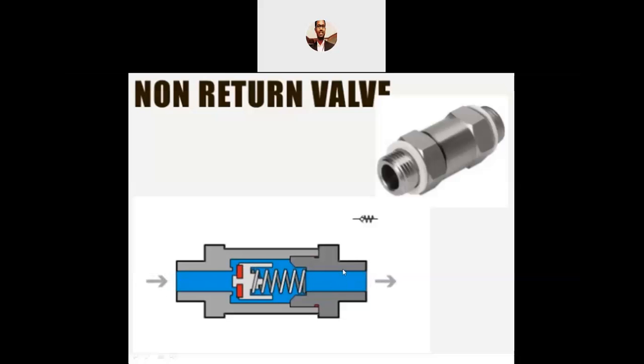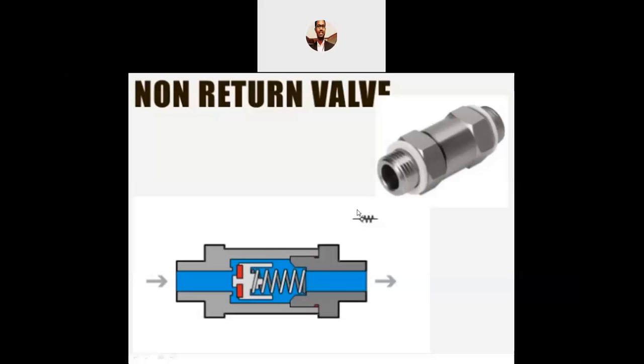Once you switch off your pump, what happens? Due to the spring action, it will come back and close it. Then whatever fluid is beyond this spring will be checked or blocked above this, so it will not have any way to go back to the source. So this is how the non-return valve exists.